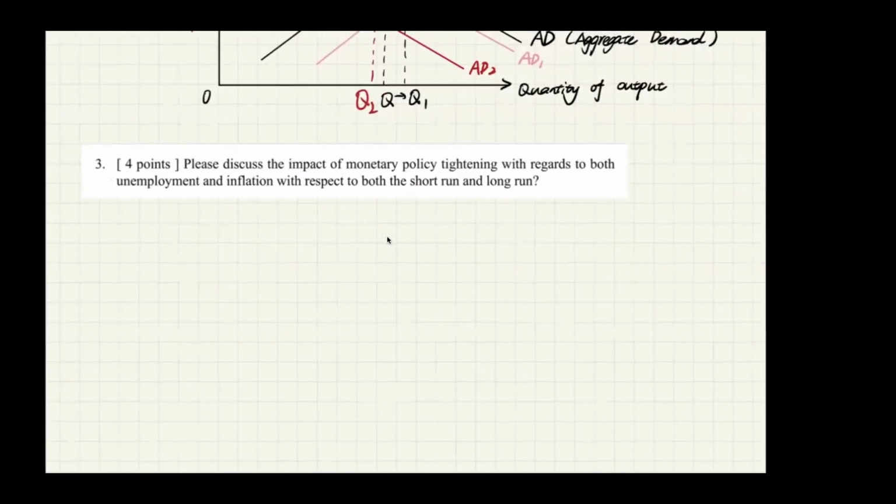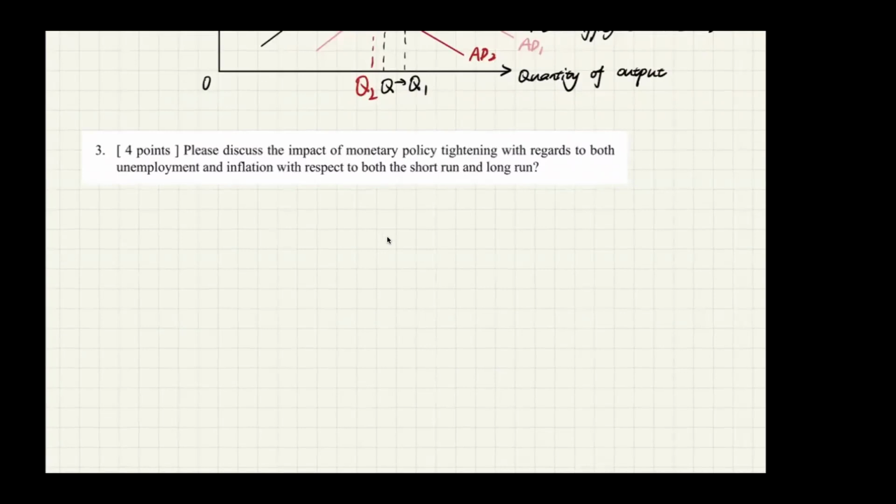The remaining question is: please discuss the impact of the monetary policy heading with regards to both unemployment and inflation with respect to the short run and long run. Okay, now we start with the short run. Actually, the only difference between the short run and the long run regarding the graph is that the aggregate supply is a vertical line or has a slope. Okay.